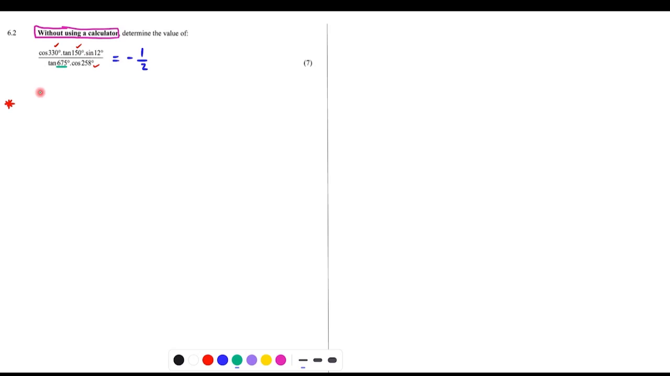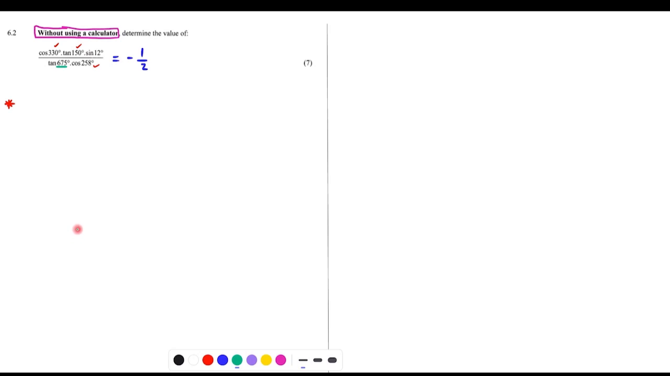Now the first thing is, every time you simplify, you always need to look at the angles that are negative angles and also those that are above 360. The idea is that you just subtract 360 if it is above 360, and if it is a negative angle, you just add 360.